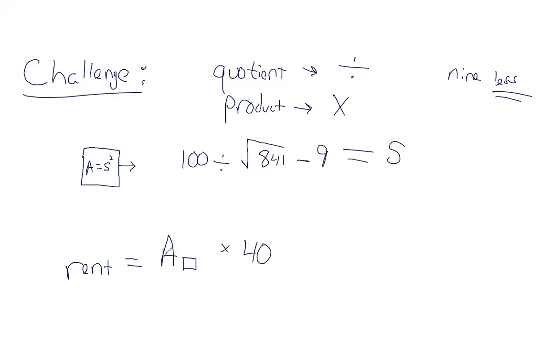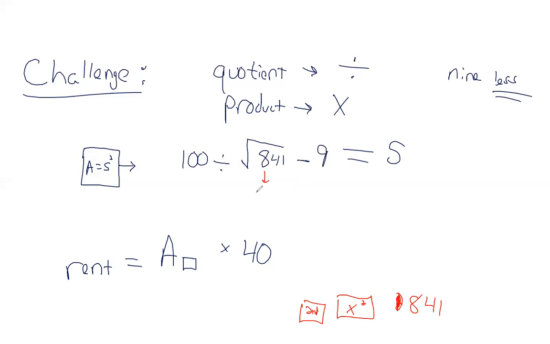But in order to get the area of the square, I have to figure out what the side is first, right? So I'm going to look at the problem I got for the side of the square. So what's the square root of 841? Remember, to find a square root, you hit second, then the squaring key, and type in the number. Second, squaring key, 841, gives us 29.